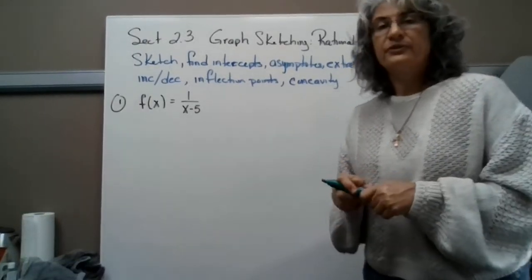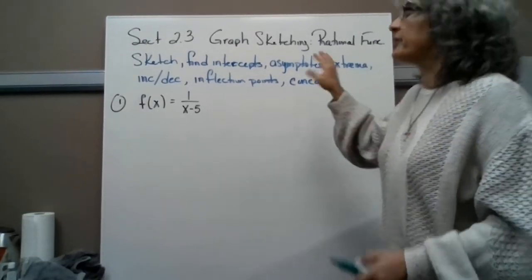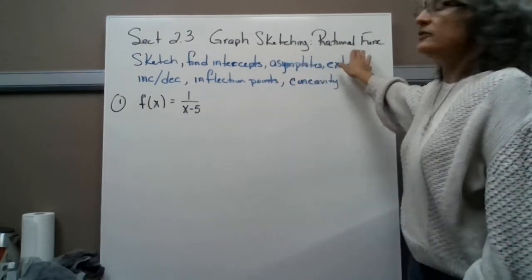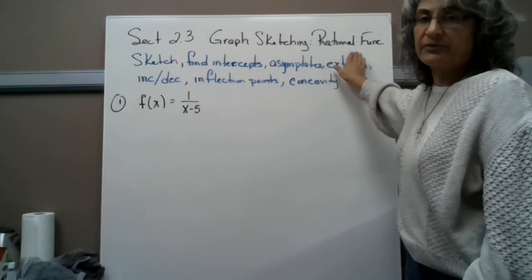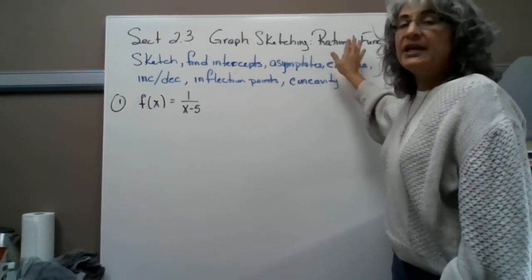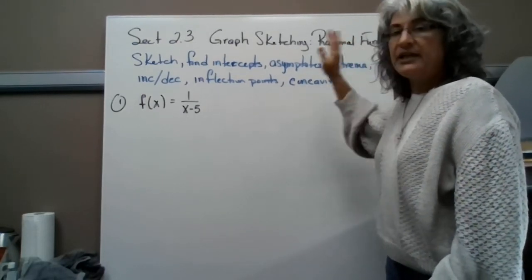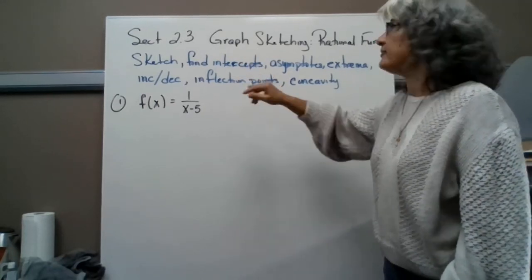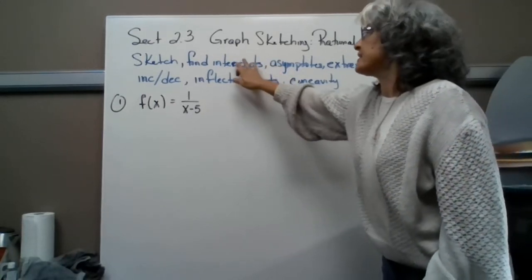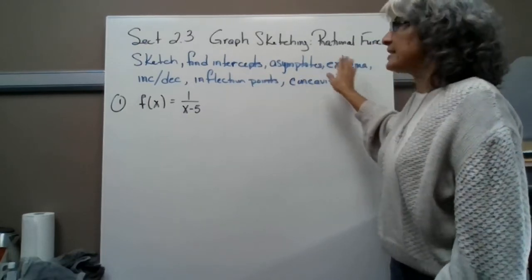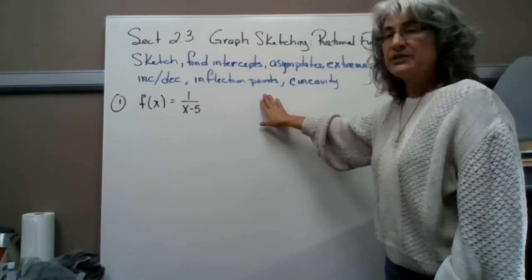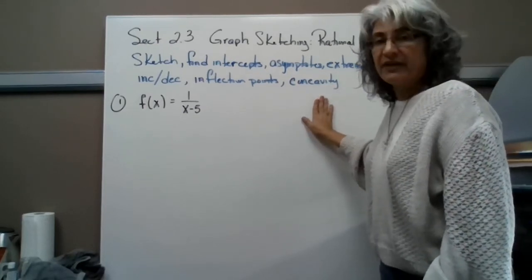Okay, so in this particular section, we are going to be doing some sketching of graphs and basically of functions that are rational. Remember what the word rational means. It's a fancy name for a fraction. Now notice the directions. The directions want us to not only sketch the graph, they want us to find any intercepts, any asymptotes, any extrema, where it's increasing and decreasing, any points of inflection, and any concavity.